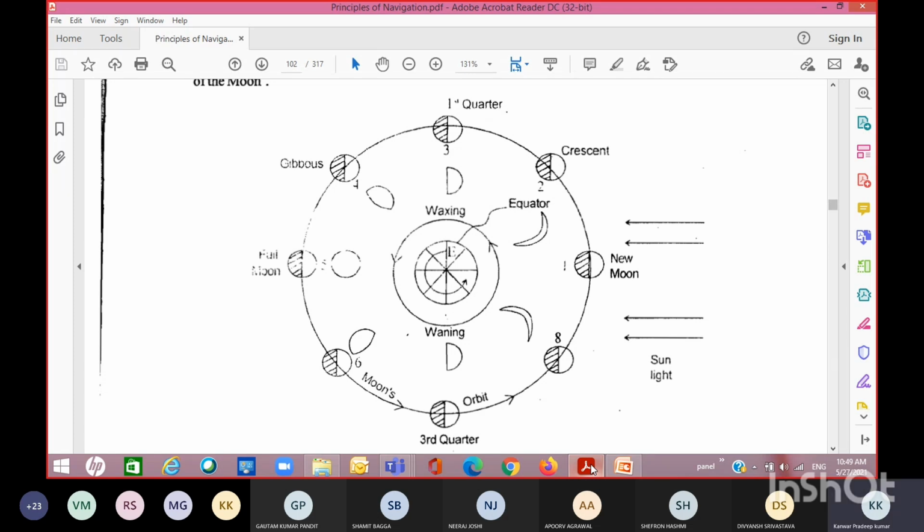New moon and the full moon? Yes, sir. We already saw on the board, I had drawn this diagram. So now what happens in between? In between, we will see.